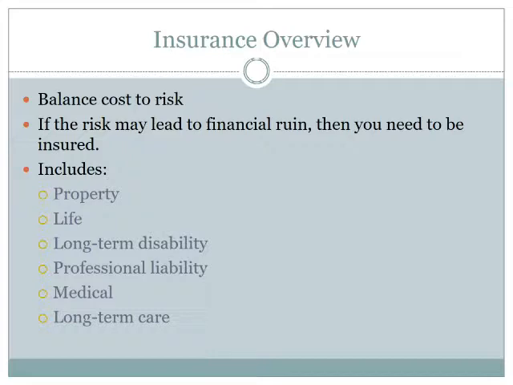The last two we're not going to talk a lot about. Medical insurance, I think we all understand. We're all doctors. We all know that that's very important to have. And then long-term care is probably not something that is important at your stage of life. This refers to coverage in case you were to go into a nursing home, though you may want to think about this kind of insurance for your parents.